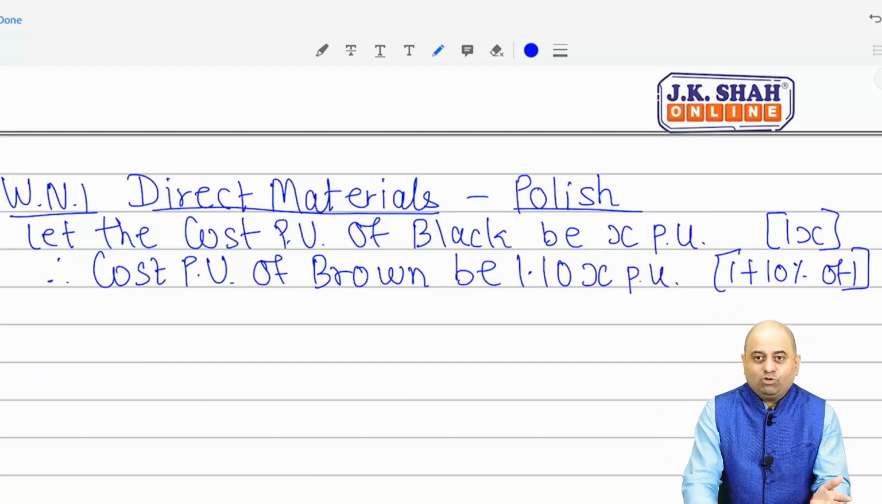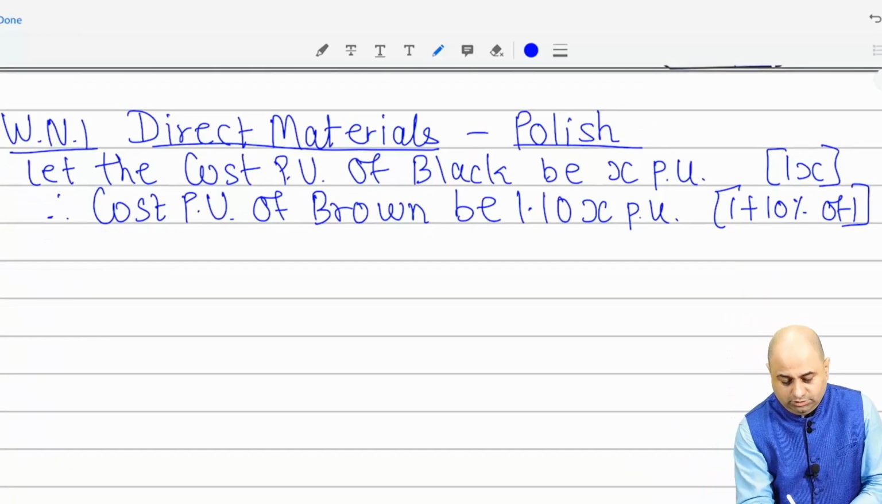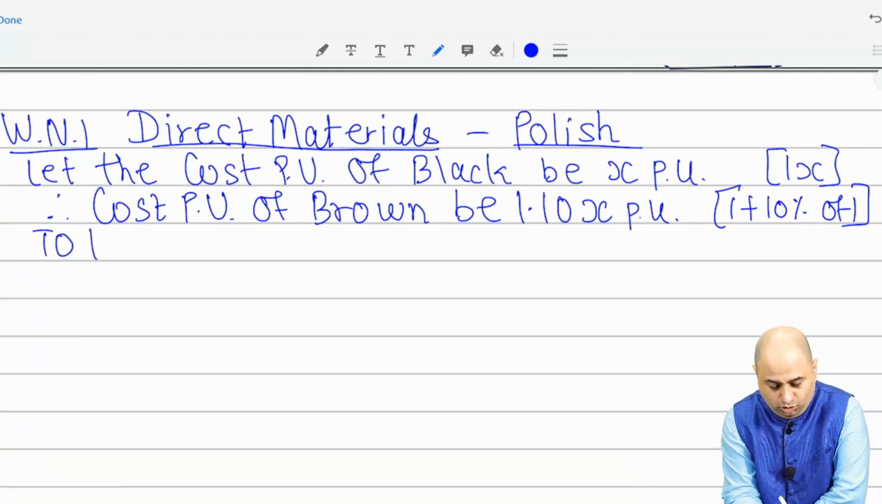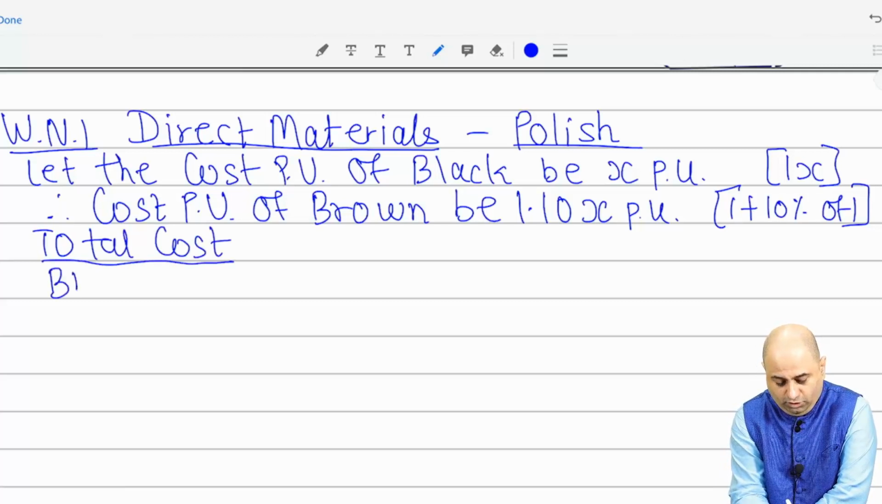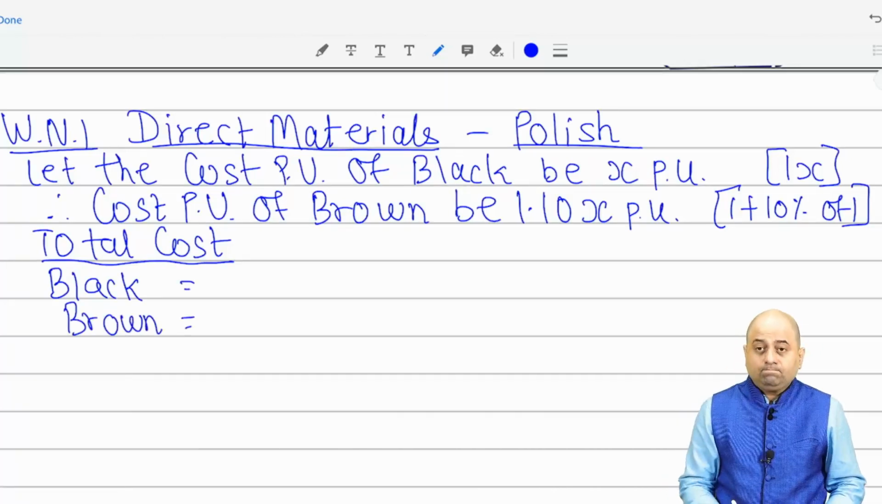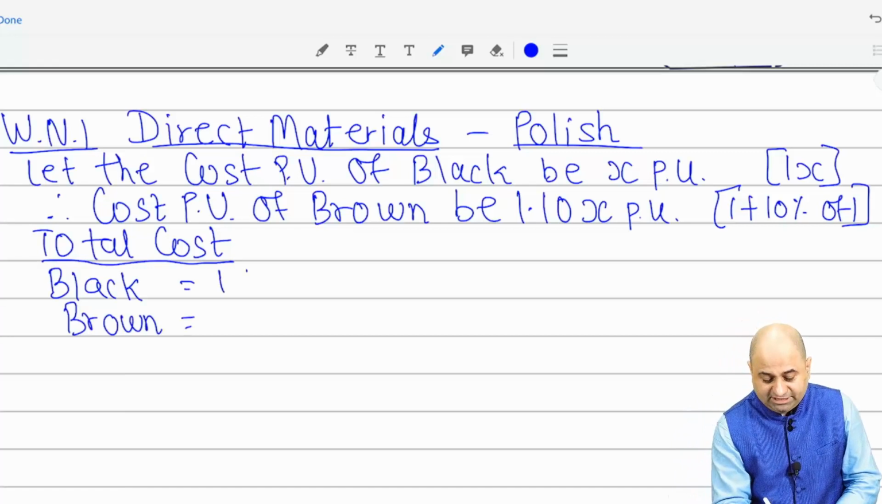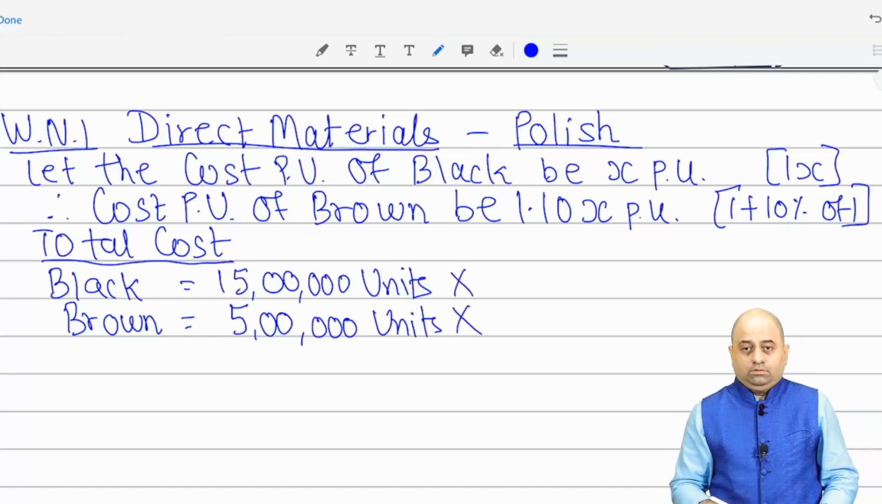That's it. Now we have got total, now we have got per unit cost. I can certainly find out my total cost. So here I write total cost for black and for brown. Black units, if you still remember, we discussed it, 15 lakh units. Brown, 5 lakh units into.